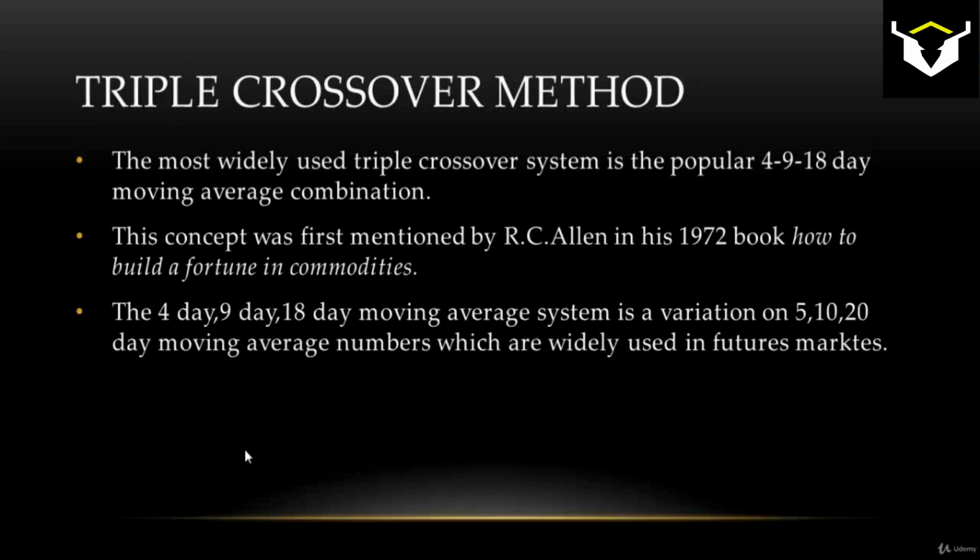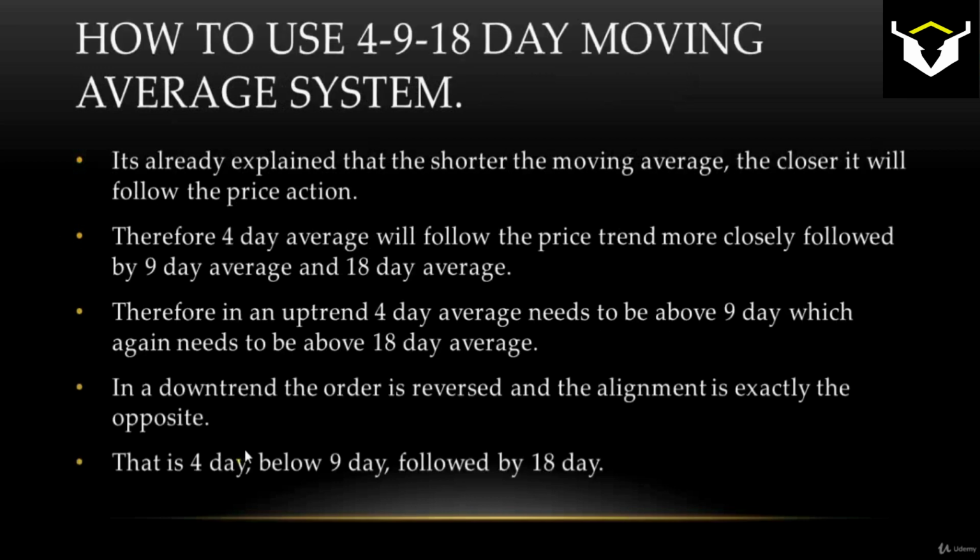One of the evolutions of the double crossover method is the triple crossover method. The most widely used triple crossover system is the popular 4-day, 9-day and 18-day moving average combination. This concept was first mentioned by R.C. Allen in his 1972 book, How to Build a Fortune in Commodities. The 4-day, 9-day and 18-day moving average system is a variation of the 5-day, 10-day and 20-day moving average numbers, which are widely used in the futures market. How to use the 4-day, 9-day and 18-day moving average system?